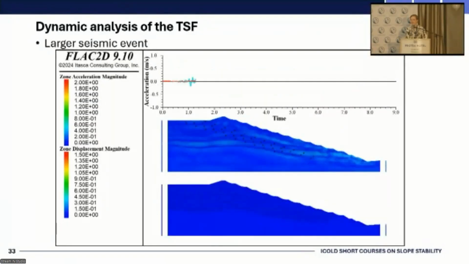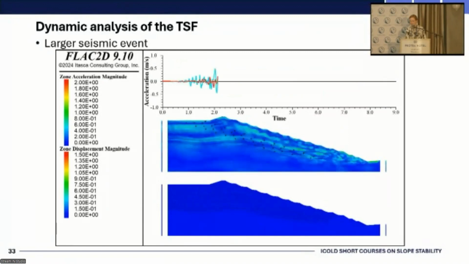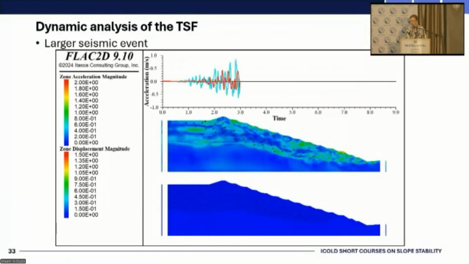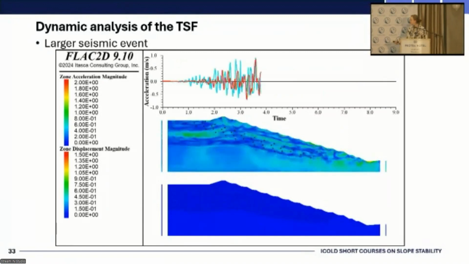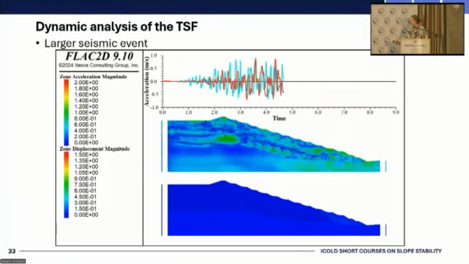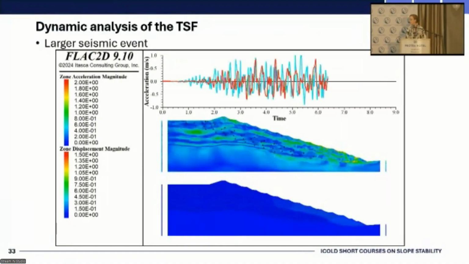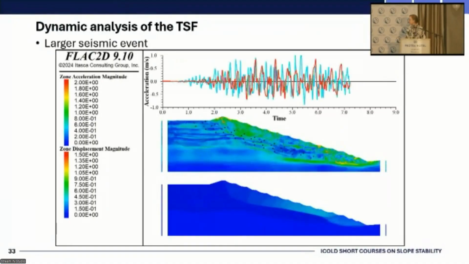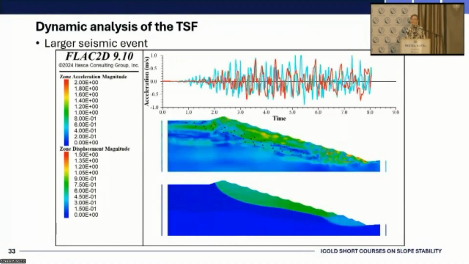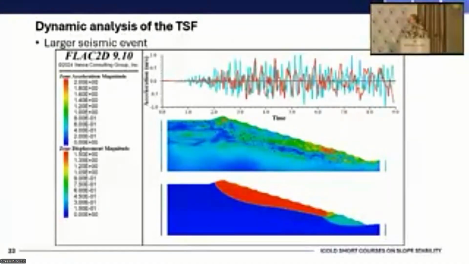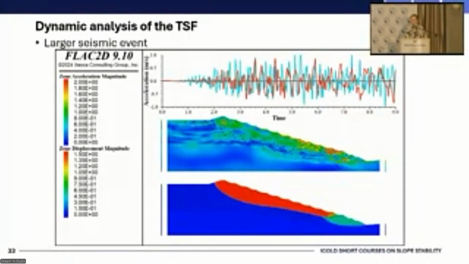Then looking at that larger seismic event, you'll see the bottom figure over here will show the development of a slip circle. So this seismic signal has a PGA 3 times the size of the previous one, and it was sufficiently aggressive, or strong enough, to induce global failure of the tailings dam.